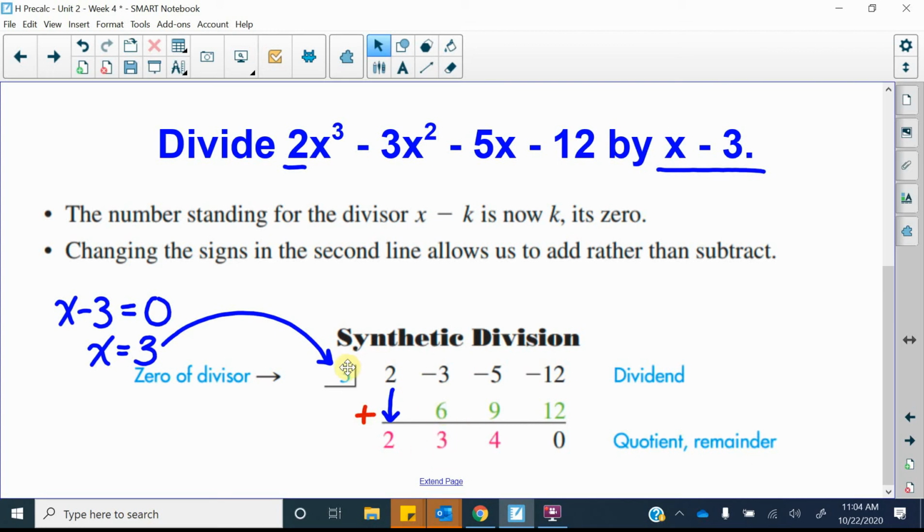Now I multiply that by the 3 divisor again. That's where this 9 comes from. Add these two terms together, 4. Multiply that by the 3 once again. That's where that +12 comes from. And in this case here, I end up with a 0 when I add it with the -12 already there.